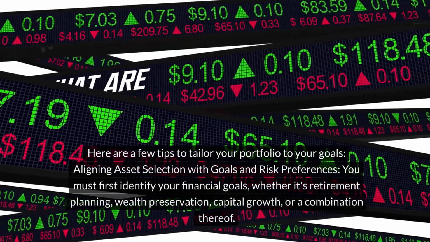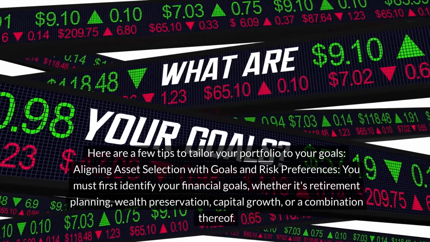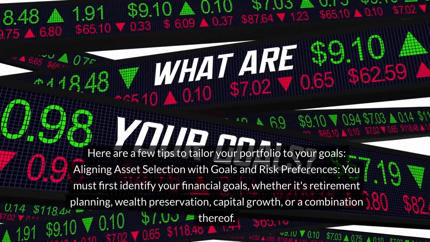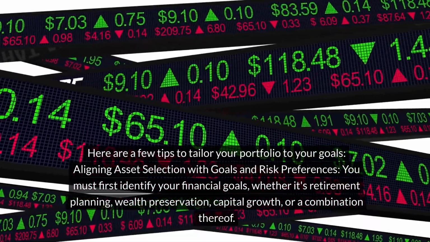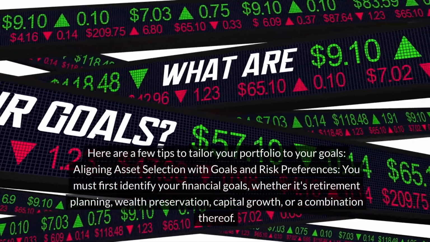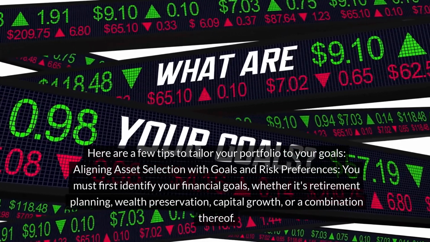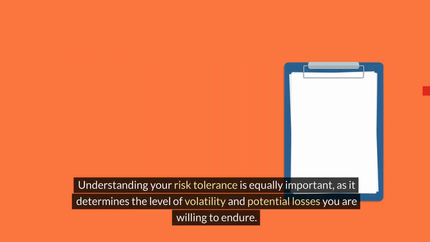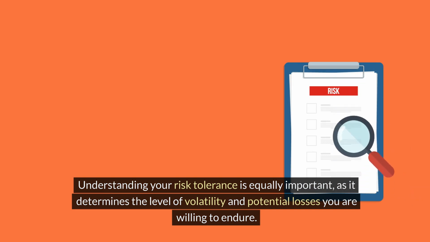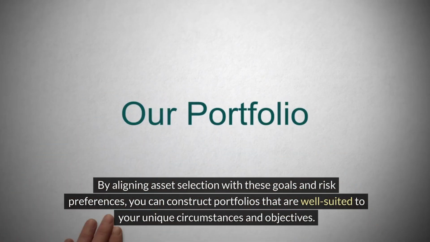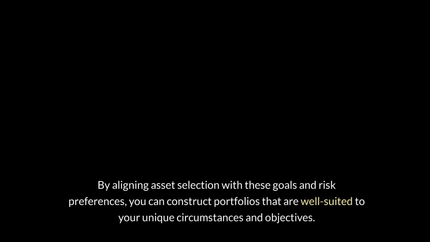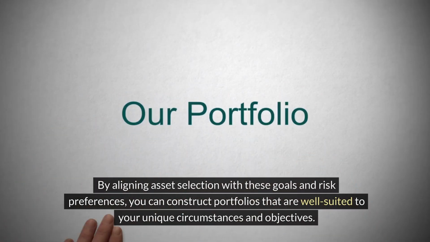Here are a few tips to tailor your portfolio to your goals. Aligning asset selection with goals and risk preferences. You must first identify your financial goals, whether it's retirement planning, wealth preservation, capital growth, or a combination thereof. Understanding your risk tolerance is equally important, as it determines the level of volatility and potential losses you are willing to endure. By aligning asset selection with these goals and risk preferences, you can construct portfolios that are well suited to your unique circumstances and objectives.